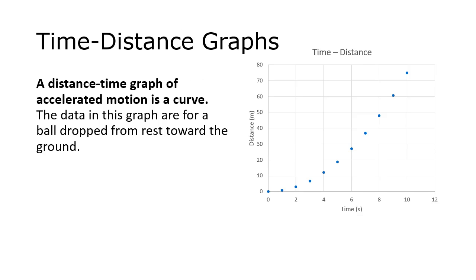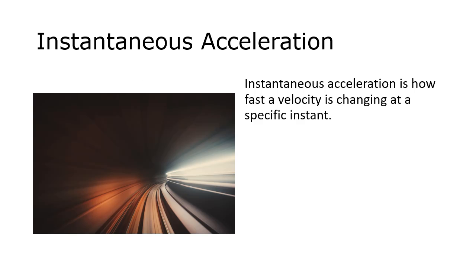Accelerated motion is represented by a curved line on a distance-time graph. In a nonlinear graph, a curve connects the data points that are plotted. Compare the slope of the curve during the first second to the slope during the fourth second. An increasing slope means that the speed is increasing. Instantaneous acceleration is how fast a velocity is changing at a specific instant.